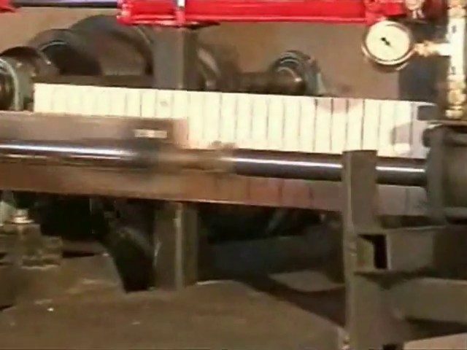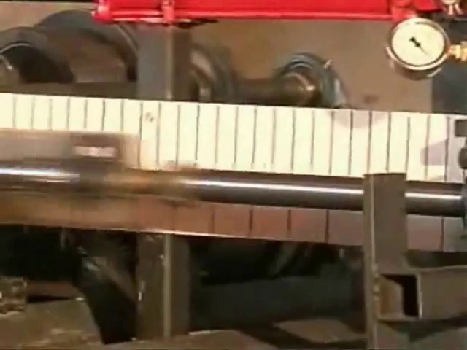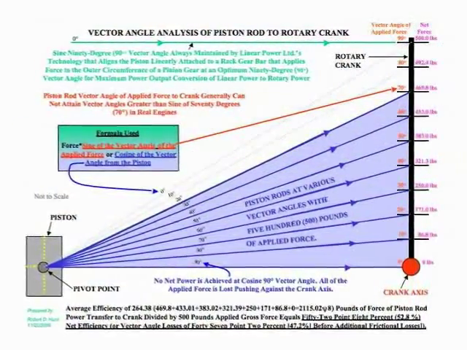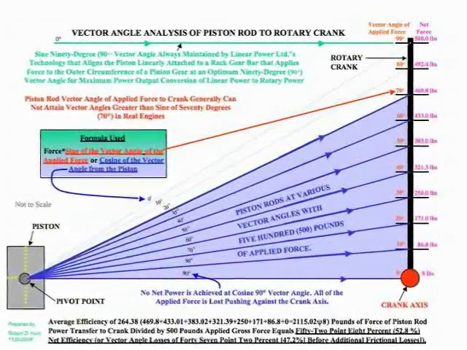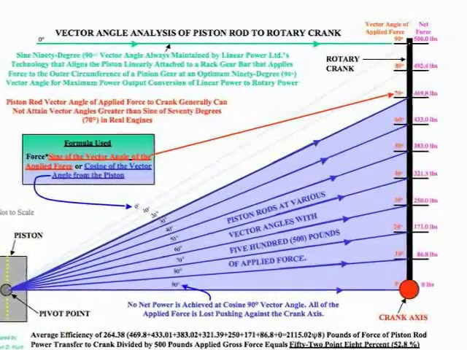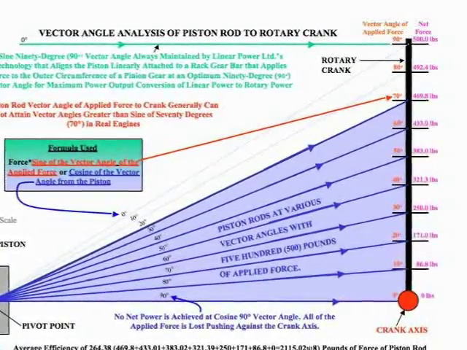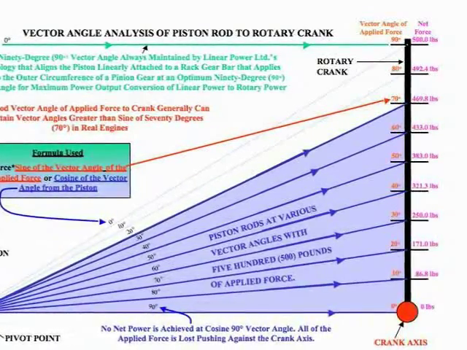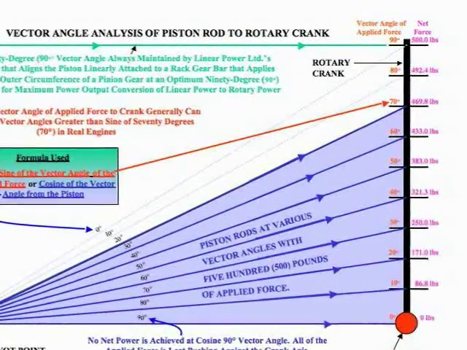Free piston engines would be far more powerful because the stroke length would not be confined by the rotation of a crankshaft. Vector angle analysis of a crankshaft indicates that almost half of the power generated by a piston is lost converting linear motion to rotary motion. Note that the rod of the crankshaft's best vector angle is less than 70 degrees, and only 470 pounds of 500 pounds of force, or 94% of the piston's power, is transferred.